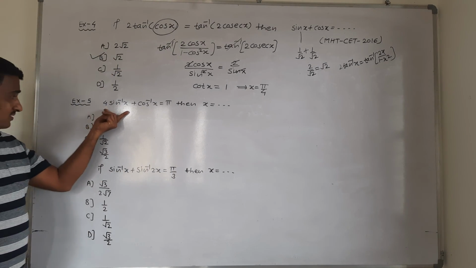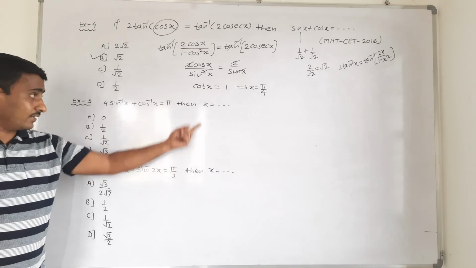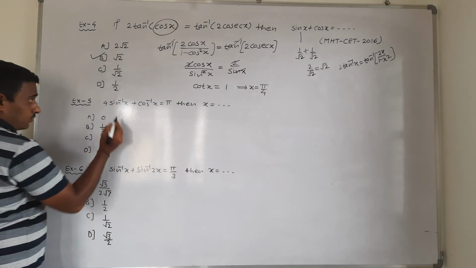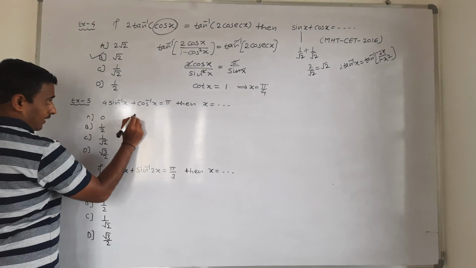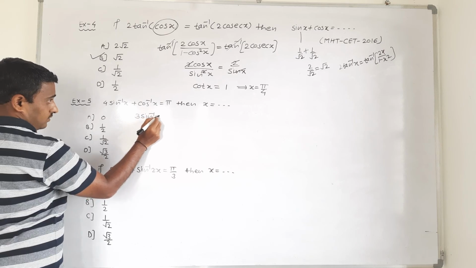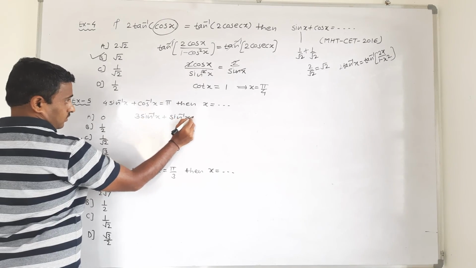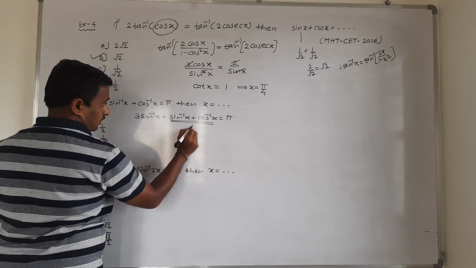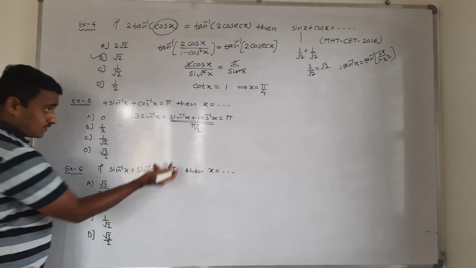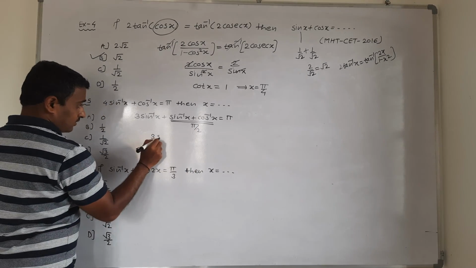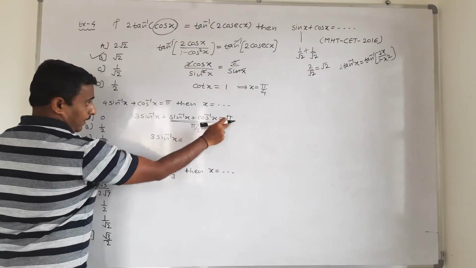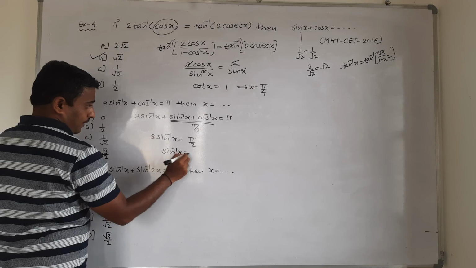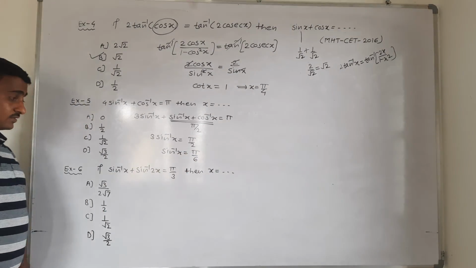Next example, 4 sin inverse x plus cos inverse x is equal to pi, then x equal to what? Now we know that sin inverse plus cos inverse is always pi by 2, therefore I split this. Out of the 4, I write 3 sin inverse x as one part, and sin inverse x plus cos inverse x is equal to pi by 2, so its value is pi by 2. On transferring, 3 sin inverse x is equal to pi minus pi by 2, which is pi by 2. Therefore sin inverse x is equal to pi by 6.